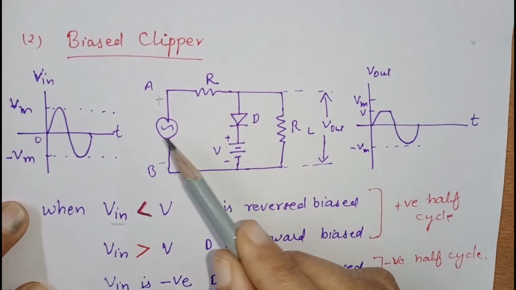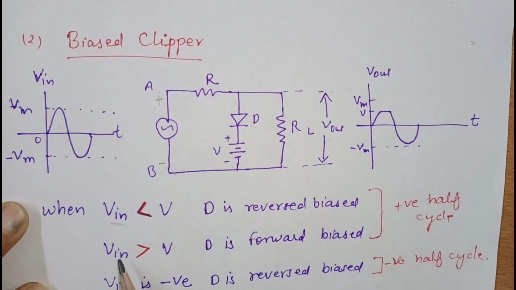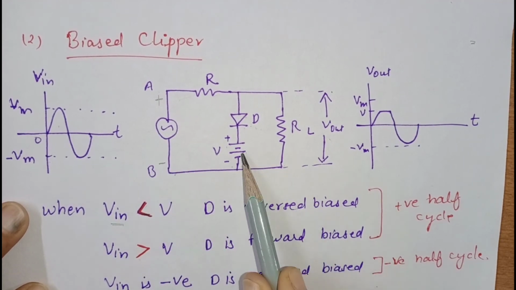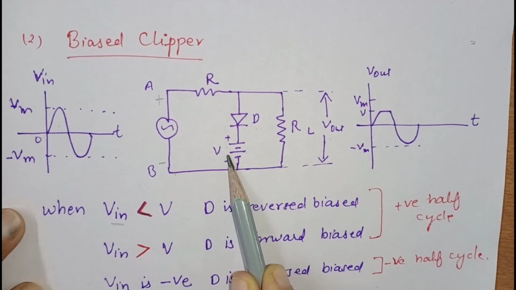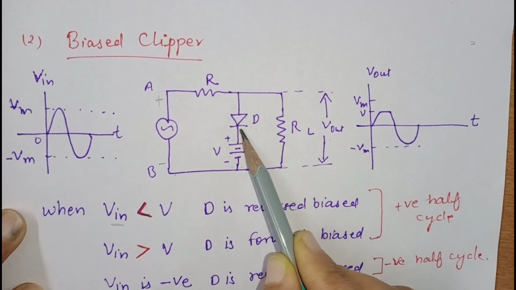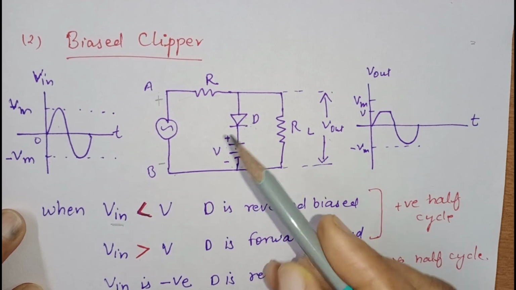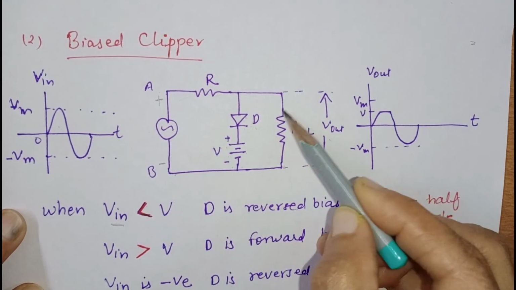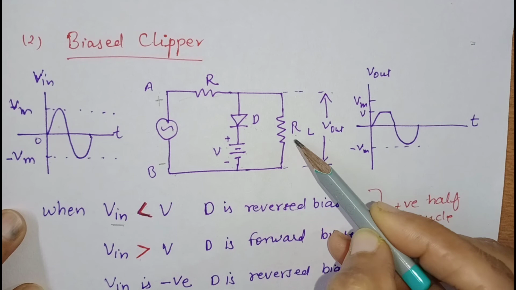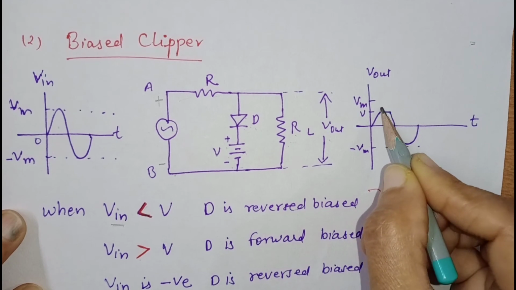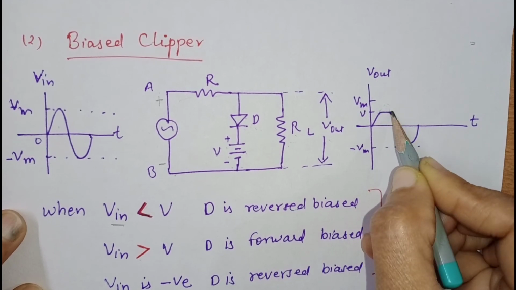After that, when this input voltage becomes greater than this V voltage, this diode is forward biased and it will act like a closed switch. So the current will follow this path, not this one. So there will be no voltage drop across this RL. In this case, we will get no output. So this portion is clipped off. This portion is clipped off.